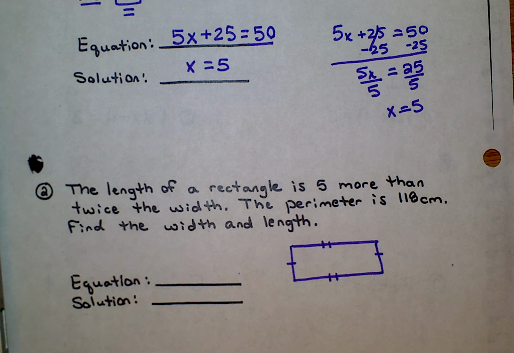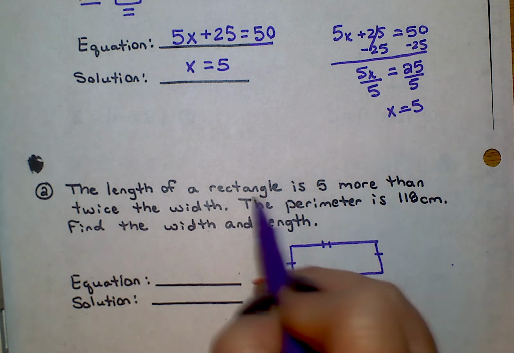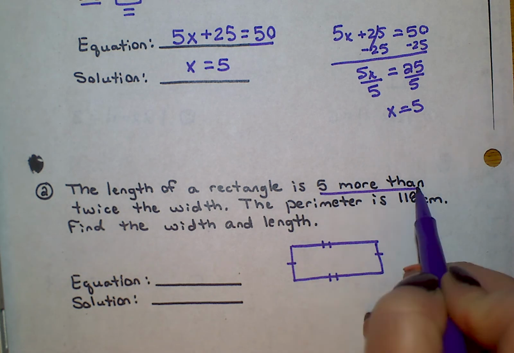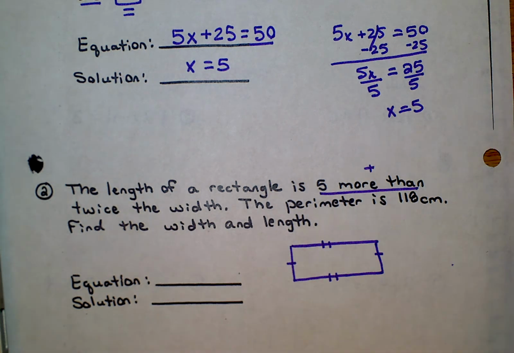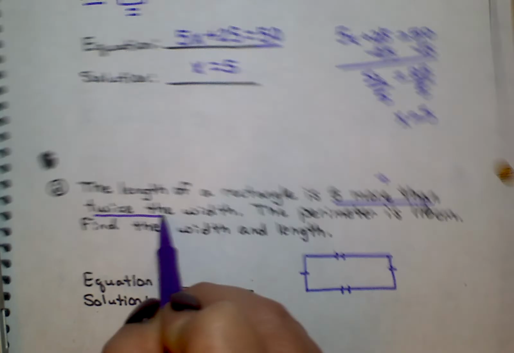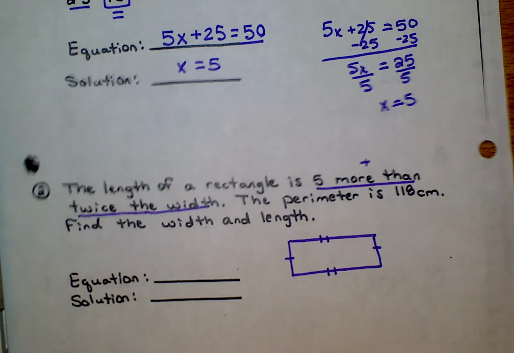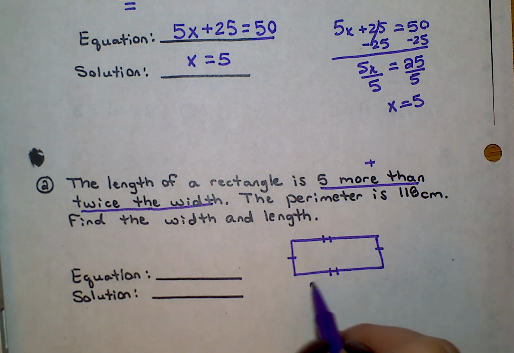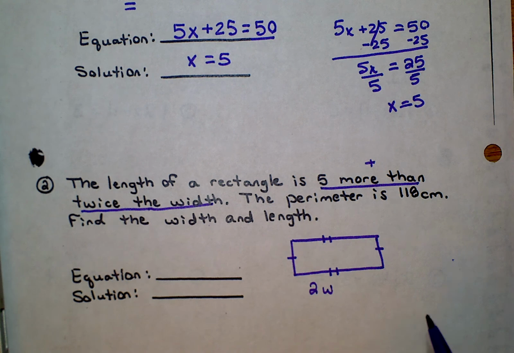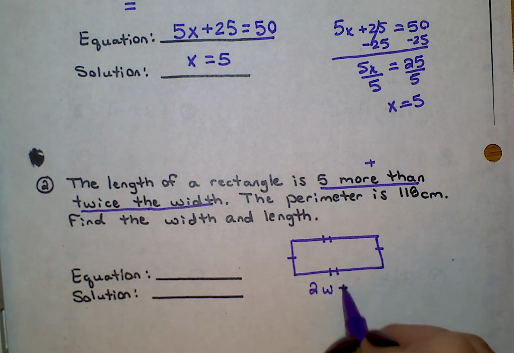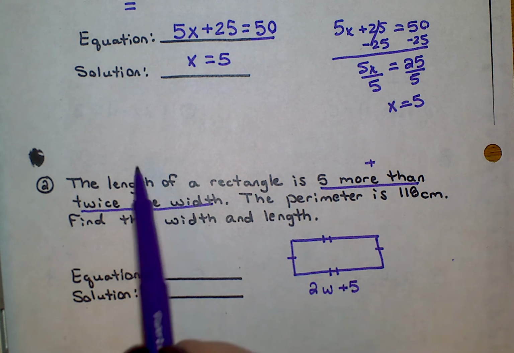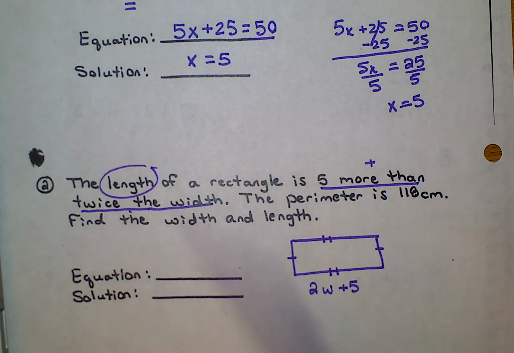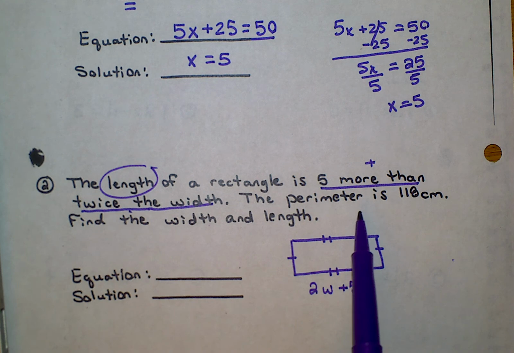The length is 5 more than. That means add twice the width. If you hit a double, you would be on second base. So twice the width means 2 times the width. So my length is going to be 2 times the width plus 5. So the length is twice the width plus 5.